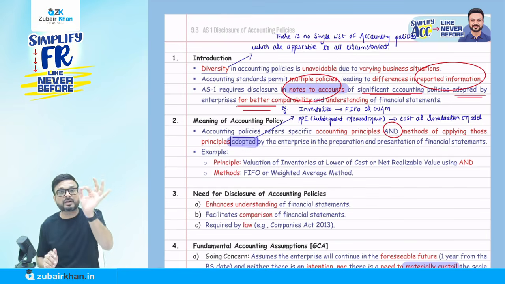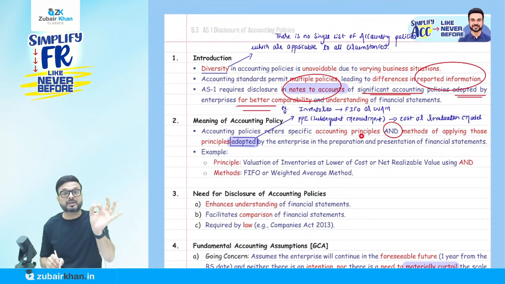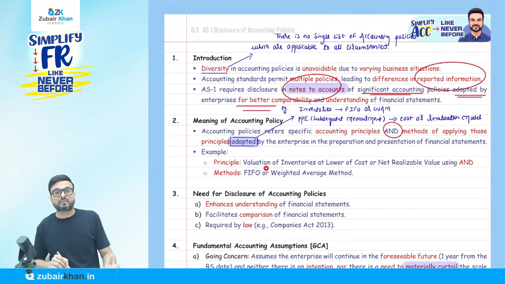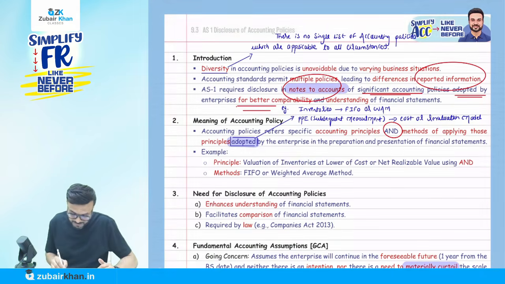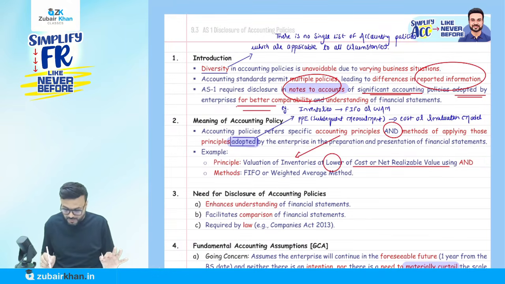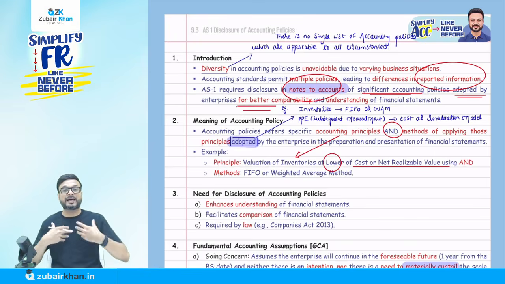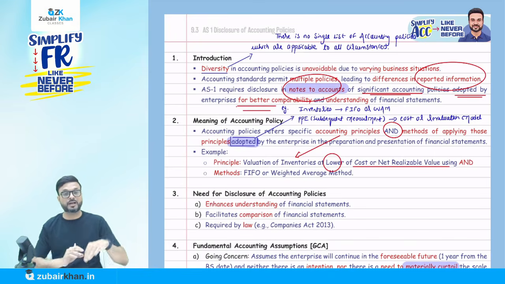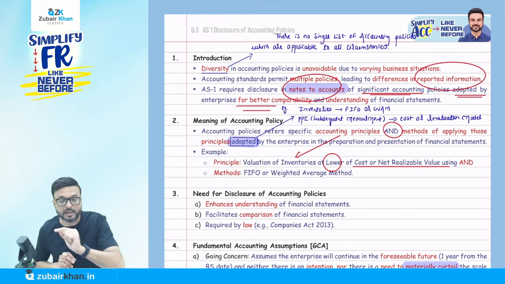What is specific accounting principle? Specific accounting principle means, for example, that there are so many things. Let's talk about inventory. What do they say? They say the valuation of inventory should be done at lower of cost or NRV. So when we do the valuation of inventory, AS 2 tells us that we have to do the valuation at lower of cost or NRV. Why we take lower, we'll discuss in AS 2. But this is a specific accounting principle.